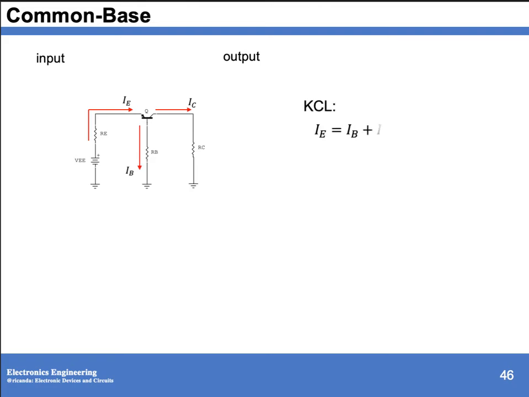So we have IE equals IB plus IC, and the DC ratio of this common base is what we call the alpha. So alpha equals output over input, so we have IC over IE. Therefore, IC equals alpha IE. If we substitute your IC into your equation of IE, we have IE equals IB plus alpha IE, and solving for your IB, IB equals (1 minus alpha) IE.